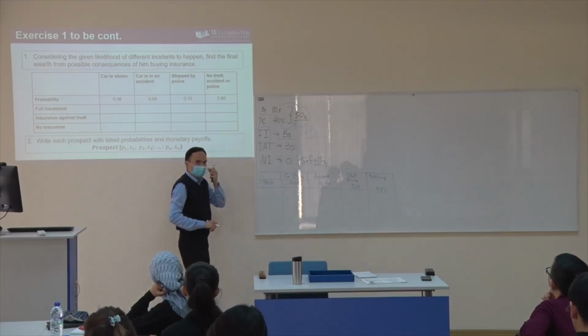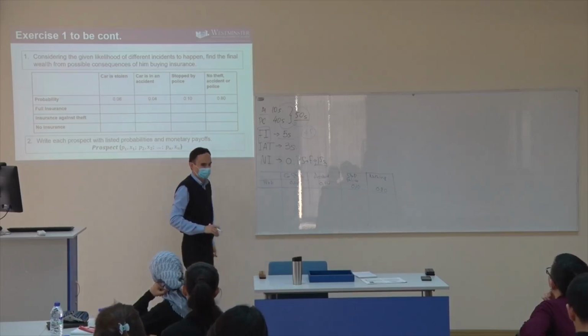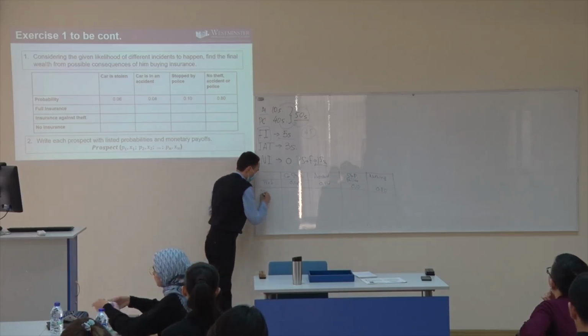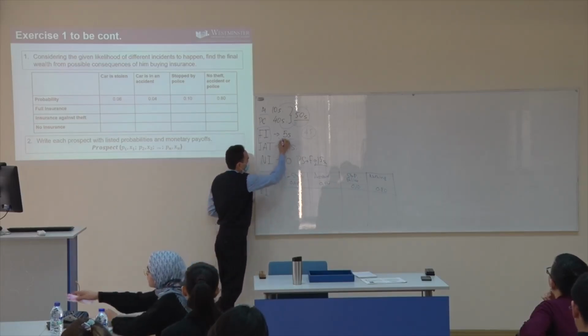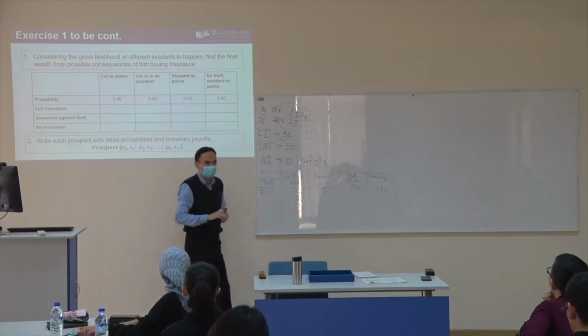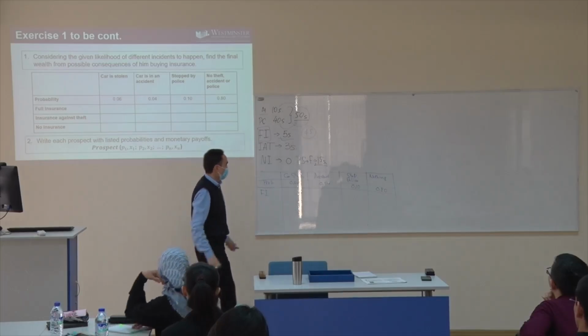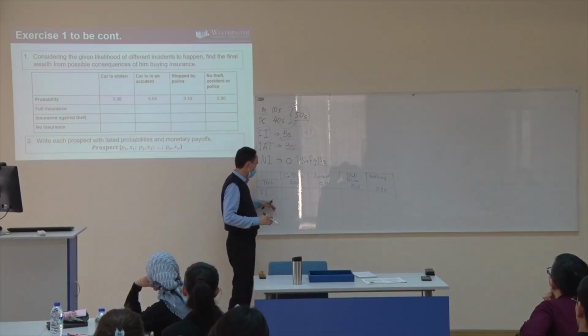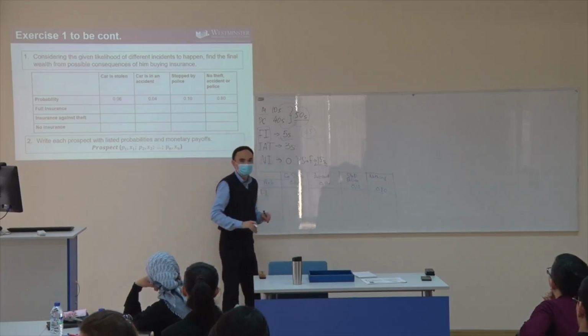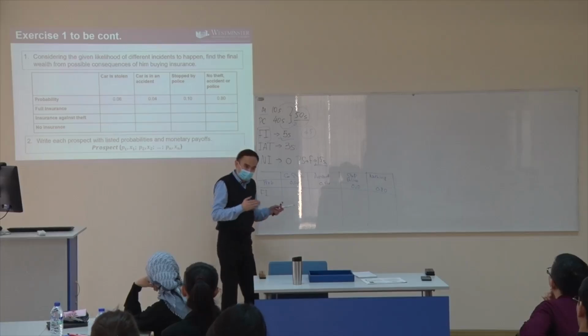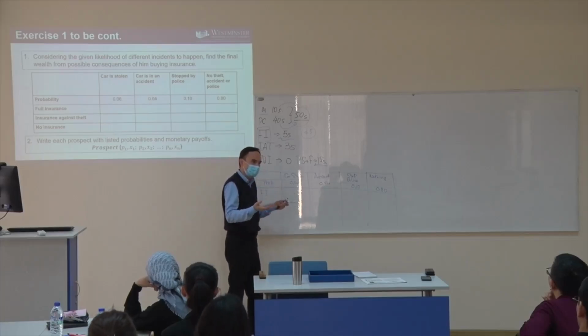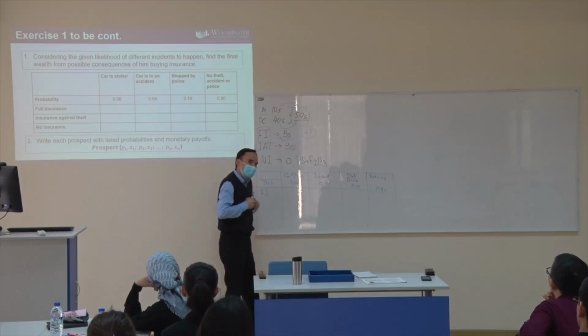And let's suppose now I decided to purchase full insurance. Which means that I paid 5 sums and purchased full insurance. Now, I purchased my car, I purchased this insurance, and I ended up that my car was stolen. Okay? Now, I lost my car, it's stolen. How much wealth will I have then?